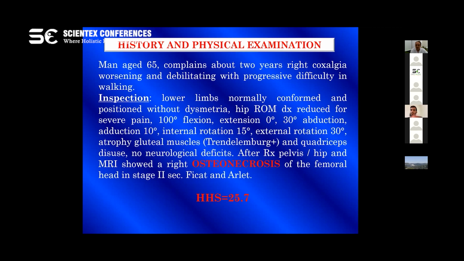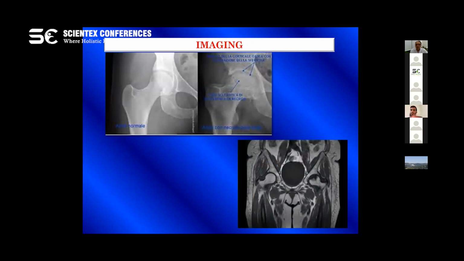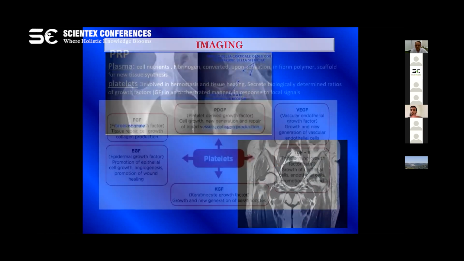MRI showed a right osteonecrosis of the femoral head in stage 2, and the hip score is 25.7, so it's very, very high. So this is what we found in the MRI.